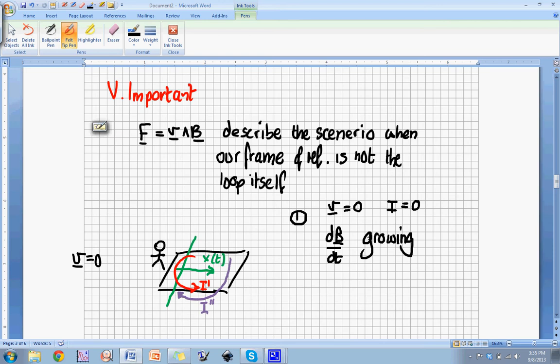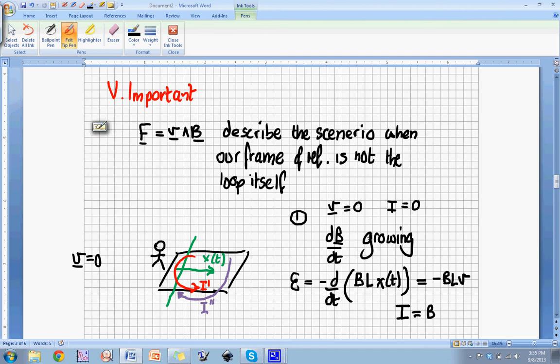So then we have the same algebra. We have d over dt of the flux integral, which would be BL x of t, which ends up being minus BLV. Remember, dx over dt will be positive because it's growing, so we keep our negative sign. So our current will equal BLV over the resistance of the wire in the counterclockwise direction, which is what we said originally.